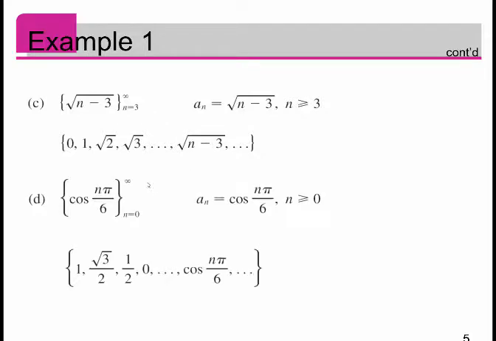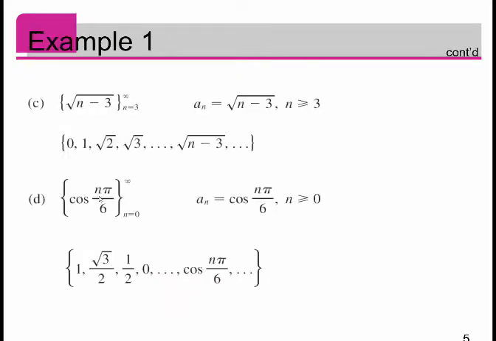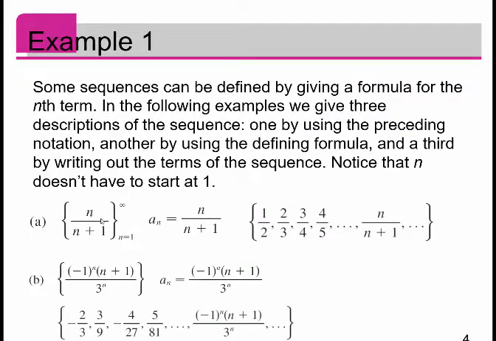You can even have trigonometric ones, like cosine of n pi over 6, and you can walk through and see the same notational pieces for a sequence. I actually think this one is the easiest one to work with. It's the least amount of writing, and it's also the cleanest. A sequence such as the one in example 1a, this one right here, we'll work with first: a sub n is n divided by n plus 1.